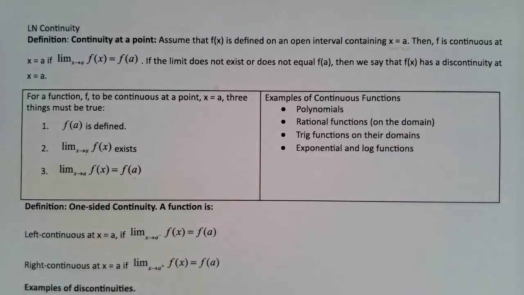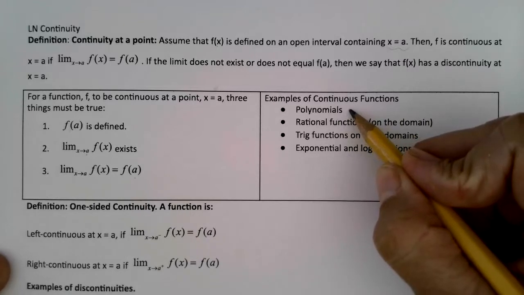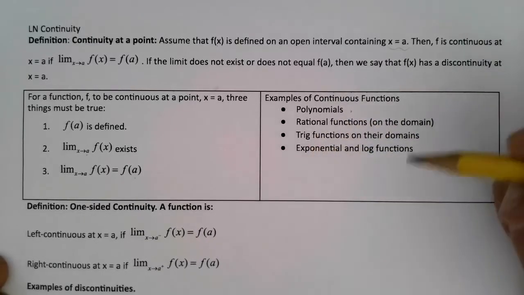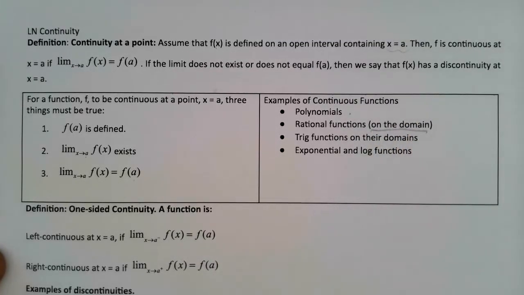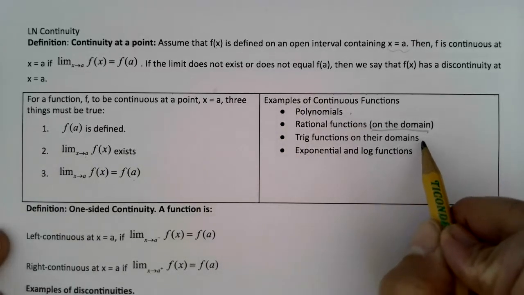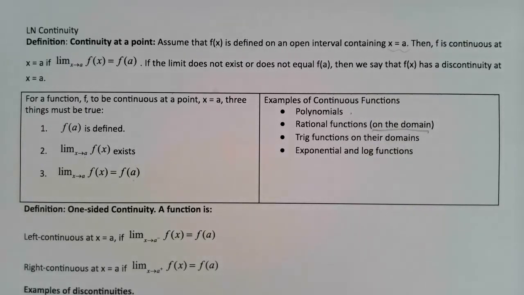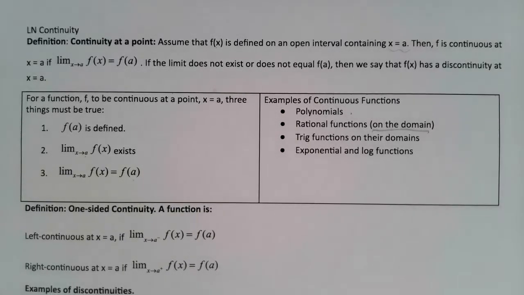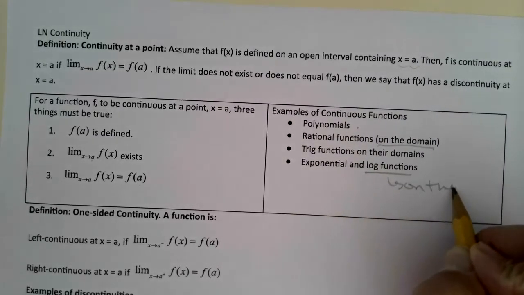So just so you know, most of the functions that we have are continuous functions. So polynomials, definitely continuous. Rational functions, so a fraction of polynomials, they're continuous on the domain. Not at their vertical asymptote, but that x value is not in the domain, so we're okay there. Trig functions on their domains. So for sine and cosine, that's all real numbers, but tangent and secant and those, they have their asymptotes, so we'd have to restrict it to just the values in the domain. And then exponential and log functions, again, log functions on their domain.